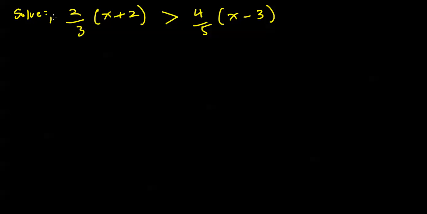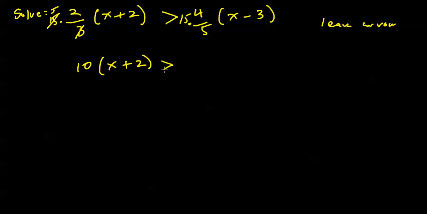So I'm going to multiply both sides by 15 and leave the arrow alone, because 15 is positive. Now I can cross cancel. 3 goes into 15 5 times, and 5 times 2 is 10, times the remaining factor x plus 2. And I'll leave it just like that. I'll deal with the rest later. On the right hand side, 5 goes into 15, cross canceling 3 times, and 3 times 4 is 12, times the remaining factor x minus 3.